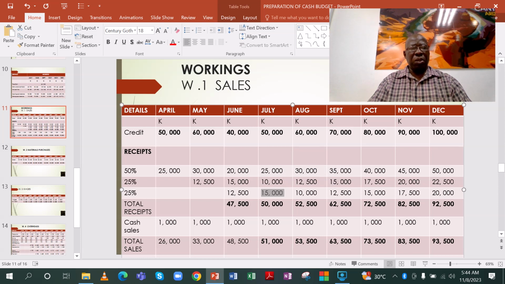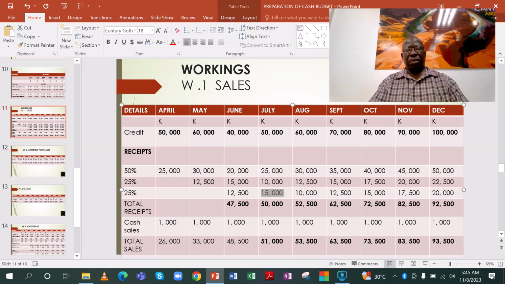Okay. Then we are told in the note to say there was a 1,000 kwacha cash payment every month. So we indicate that one. In the month of April, we expect 1,000 cash sales. In May, 1,000 cash sales. So it's 1,000 per month. That's why I've indicated 1,000 per month under this particular row for each month. So we are able to determine how much we are going to collect in terms of sales for all these months.